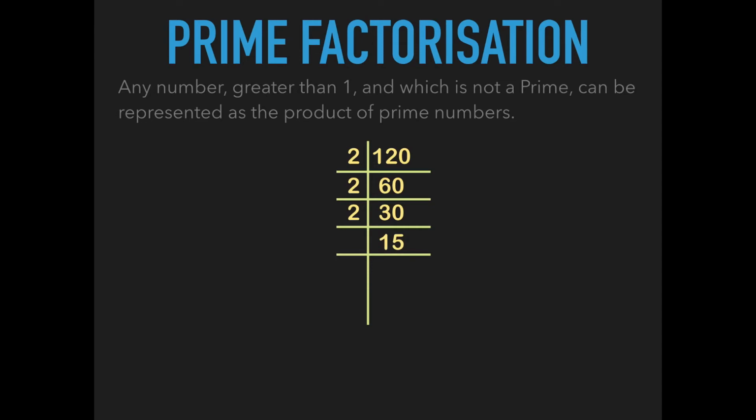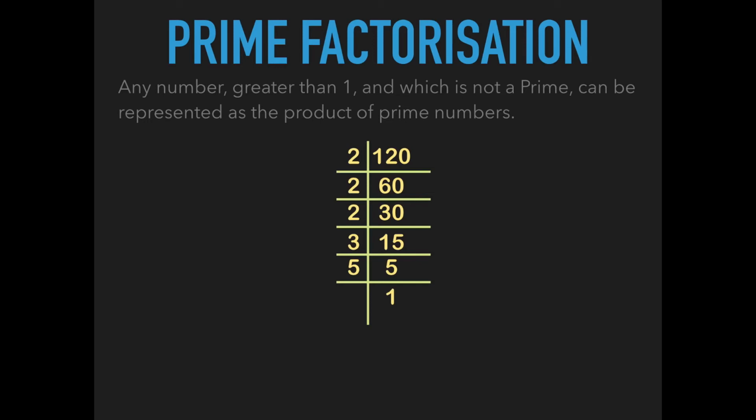Now 15 is not divisible by 2, so we go on to next prime number, which is 3. So dividing 15 by 3 we get 5, and then 5 is divisible by next prime number, that is 5 itself, giving the quotient 1. So this is an alternate method to find the prime factorization of any given number starting from the smallest prime number.